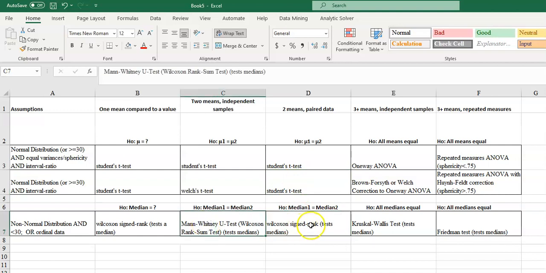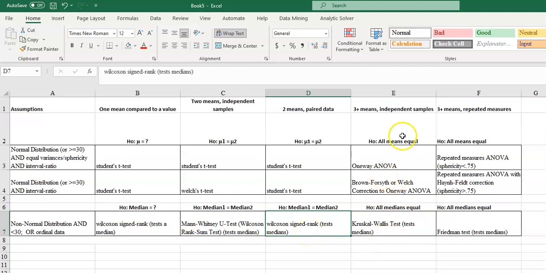Now this test, the Mann-Whitney U test or Wilcoxon rank sum test, and this Wilcoxon signed rank, these names are all really similar to each other, but those are all available in most statistical software. Those are the ones you want to use.